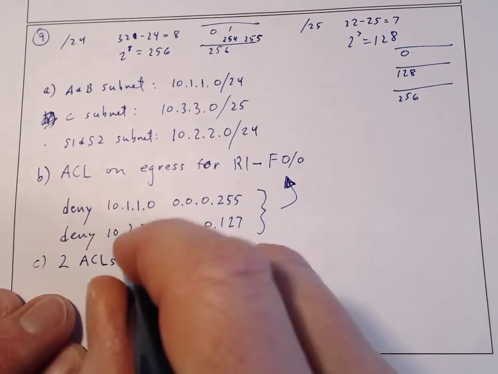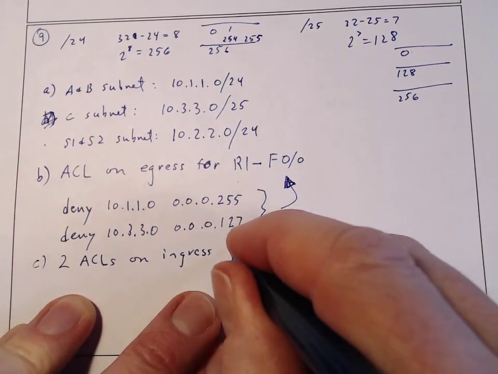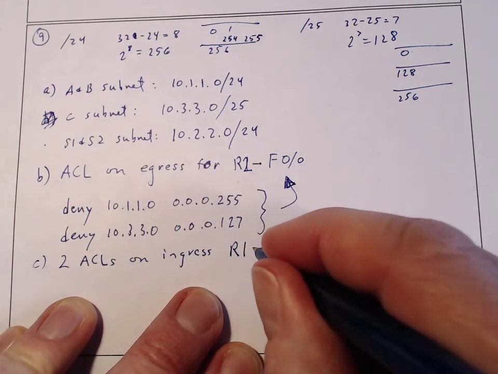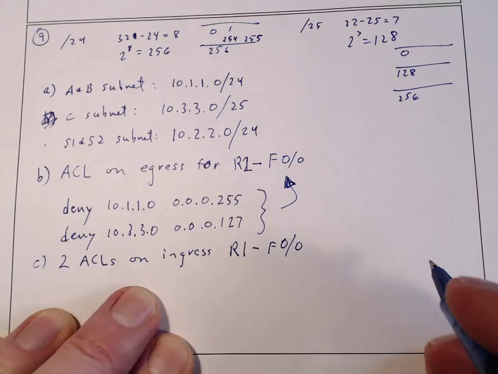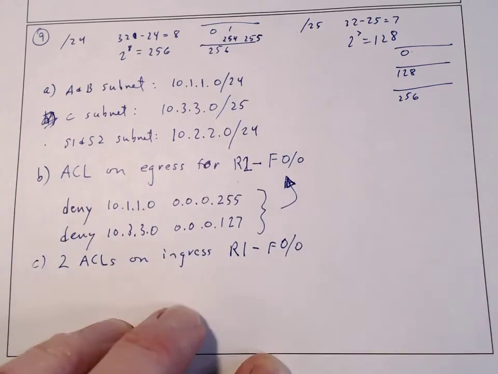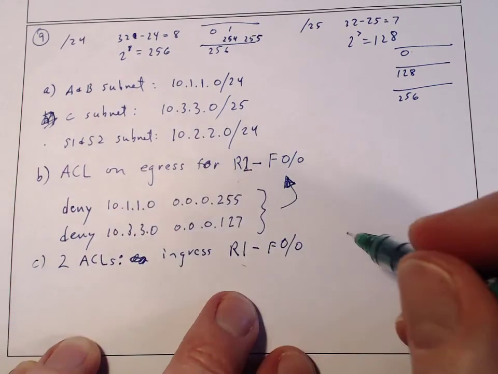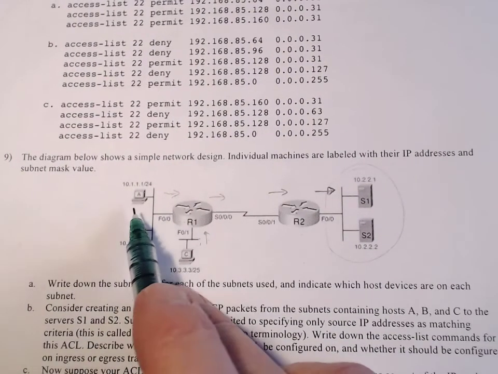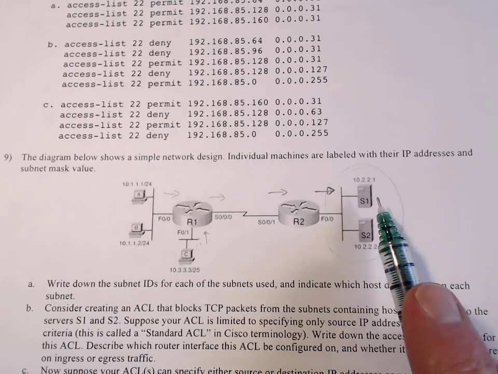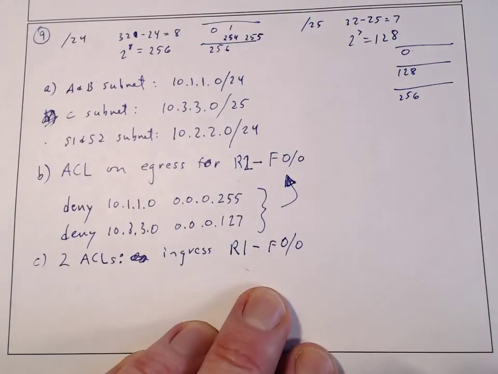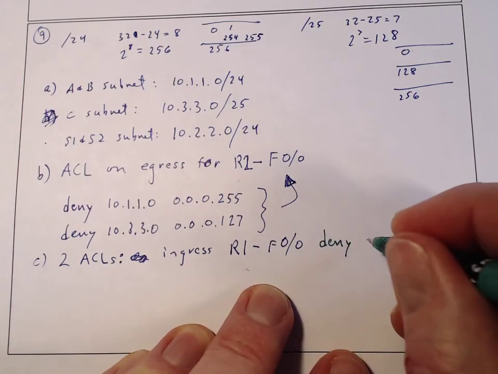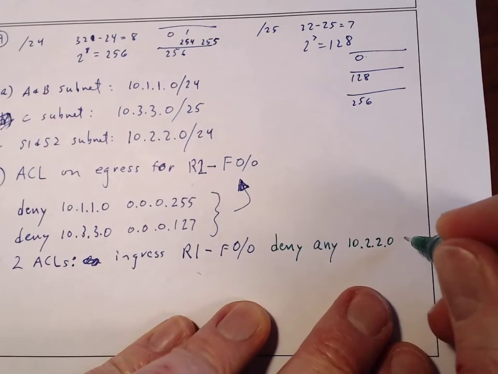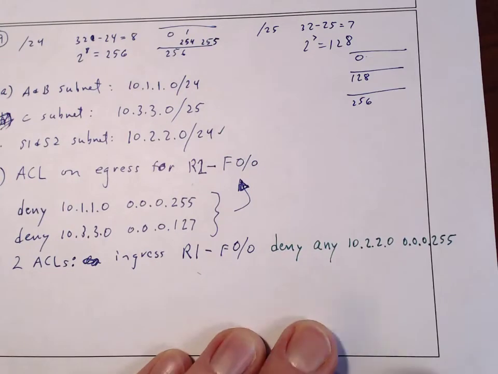two ACLs on ingress of router, back here on part B, I meant to say router 2. Router 1 fast 0/0. So the first one is on R1 fast 0/0, and it's going to be blocking the source. No, it's going to be blocking the destination address 10.2.2. So we're going to say deny from any source to 10.2.2.0 and then the wildcard 0.0.0.255. We suppose that it was a /24 there.